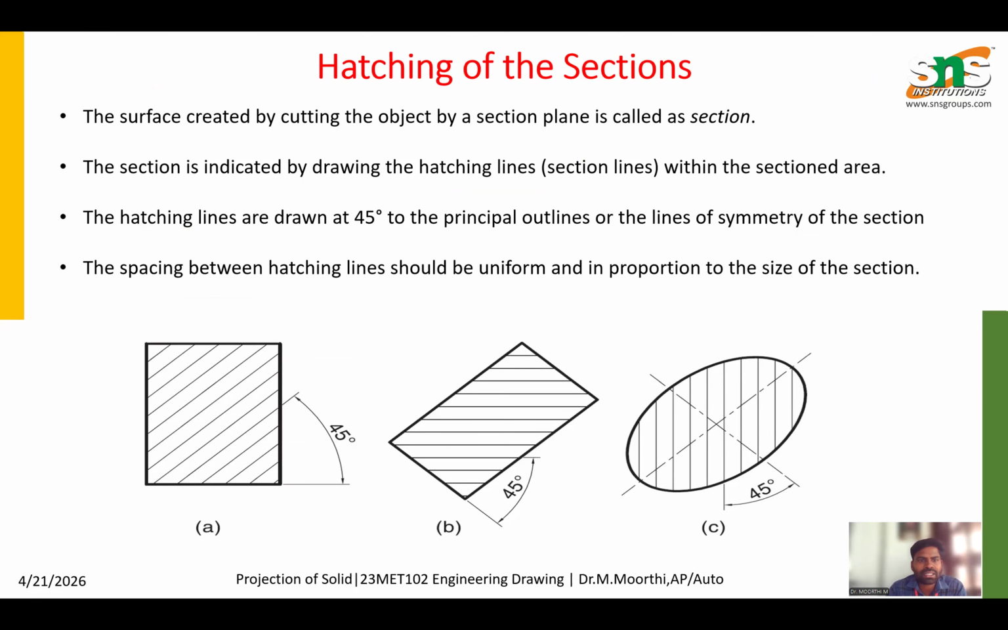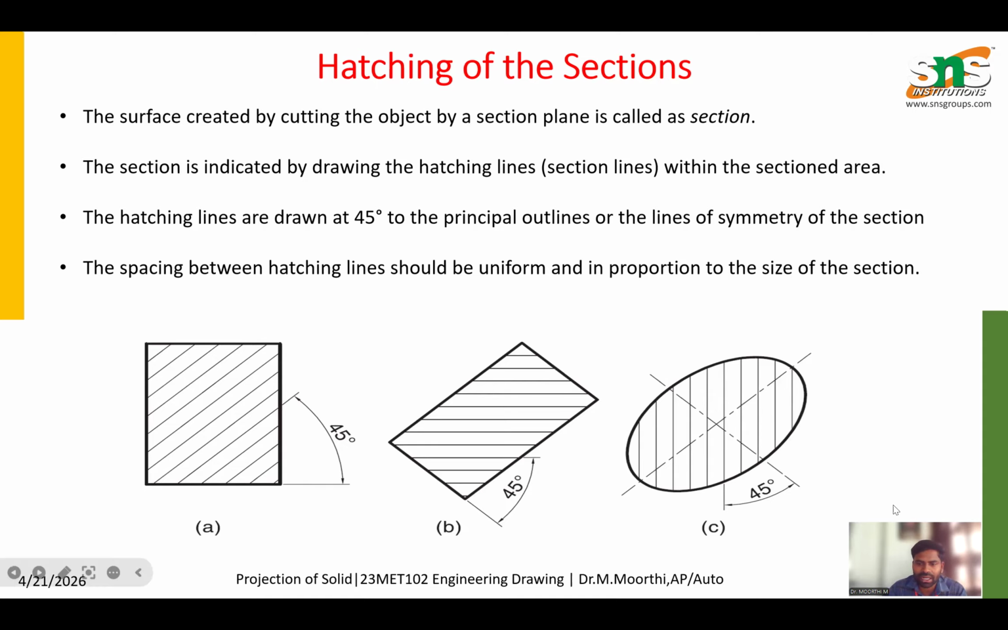The surface created by cutting the object by a section plane is called a section. The section is indicated by drawing hatching lines. The hatching lines mark the sectioned area, and they are represented as inclined lines. The hatching lines are drawn at 45 degrees to the principal outline, or to the lines of symmetry of the section. The spacing between hatching lines should be uniform and in proportion to the size of the section.